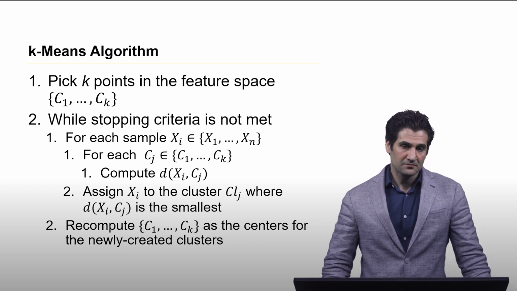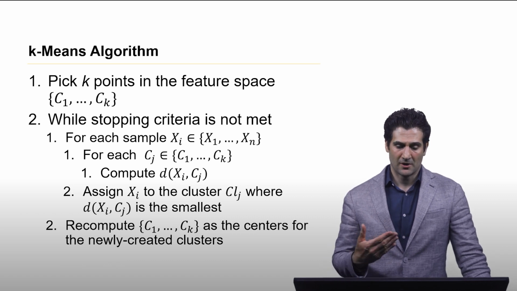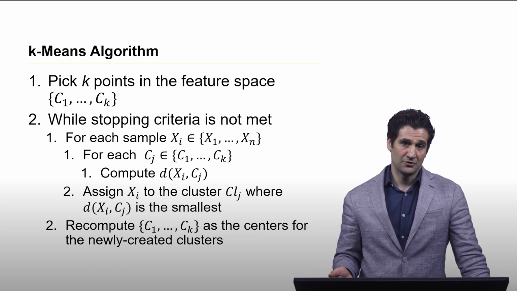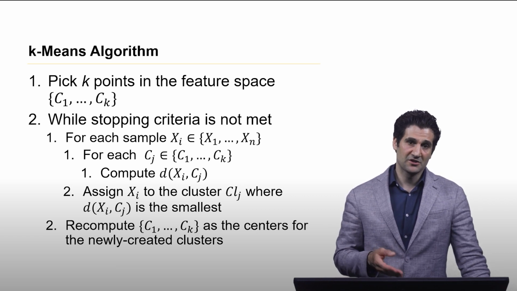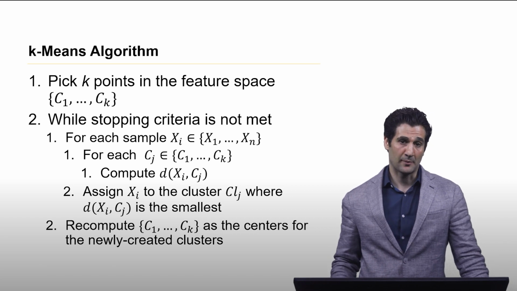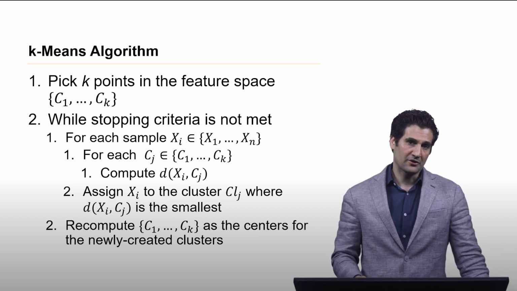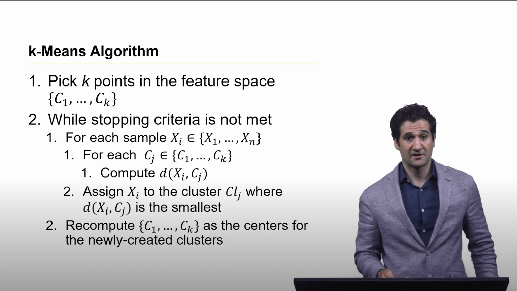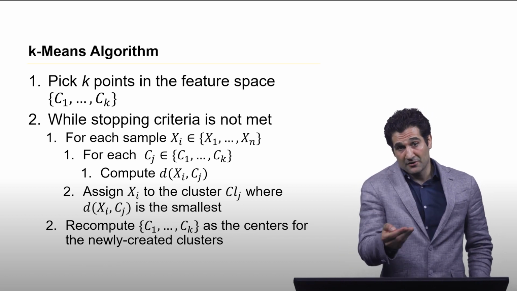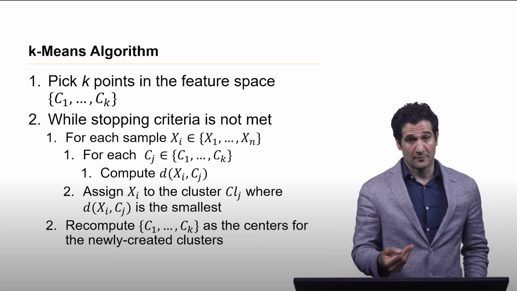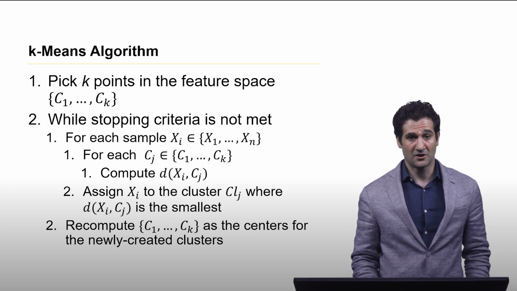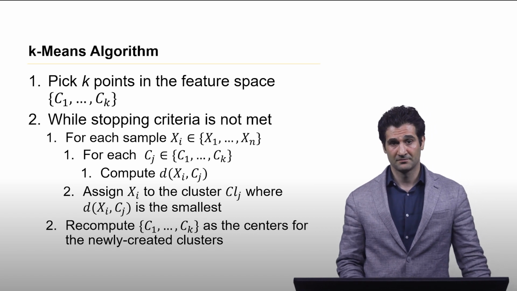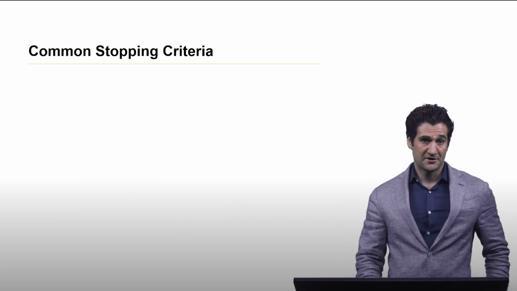Now what you do is you recompute the centroids, and the centroids are based on the new clusters that you have. So you have all new centroids, and this is now what leads to going back to the top of the loop. Once you compute those centroids, you check that against the stopping criteria, and if it's not met, you're going to go again through all your samples and compare the samples to the centroids, assign to clusters, and recreate centroids. Now let's look at some common stopping criteria.